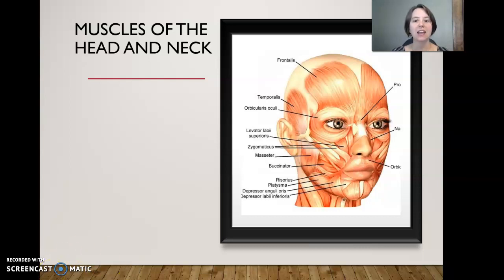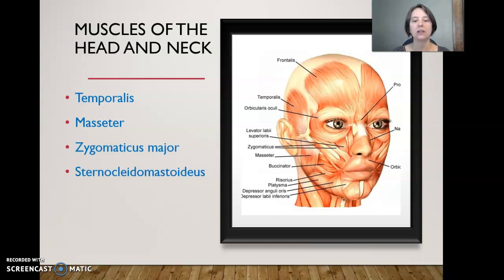Okay, the muscles of the head and the neck. Let's jump right in at the top. So you don't need to write this down because we're going to go through all of these. You have the temporalis, the masseter, the zygomaticus major, and your sternocleidomastoideus. So temporalis, masseter, zygomaticus major, and then your sternocleidomastoideus.